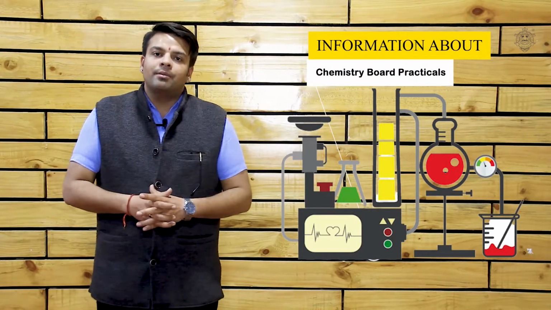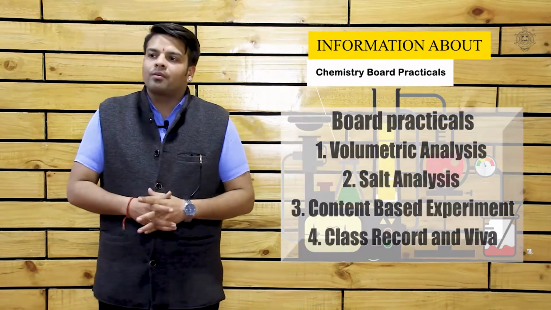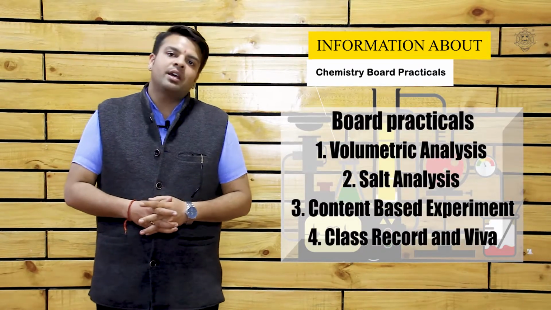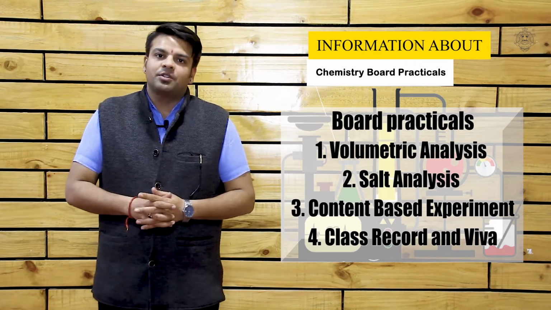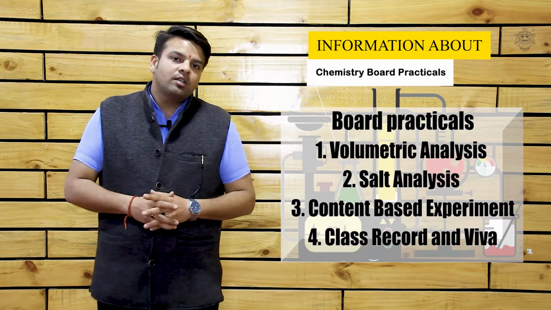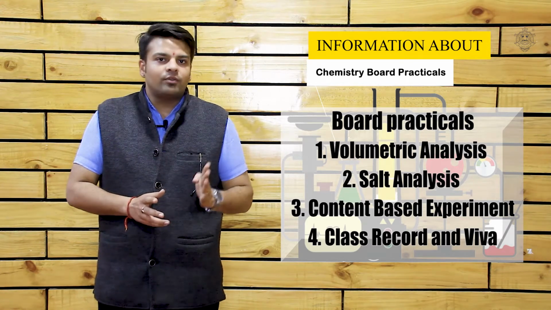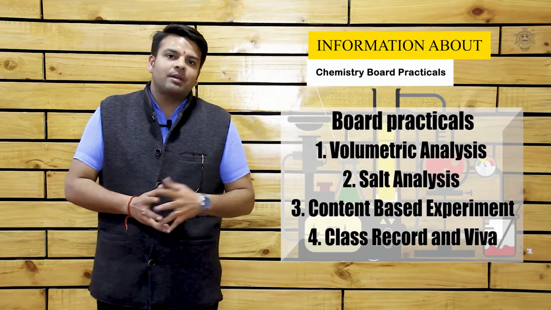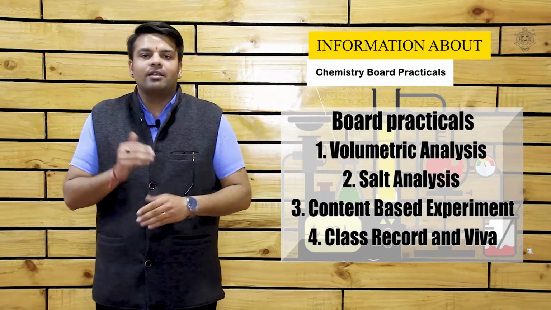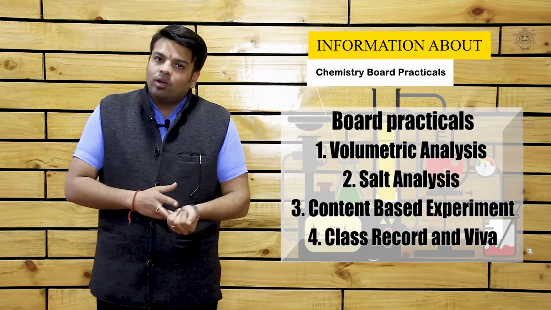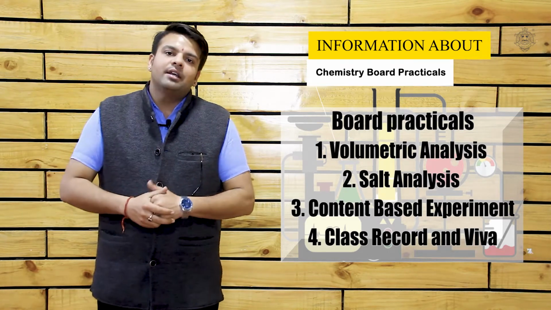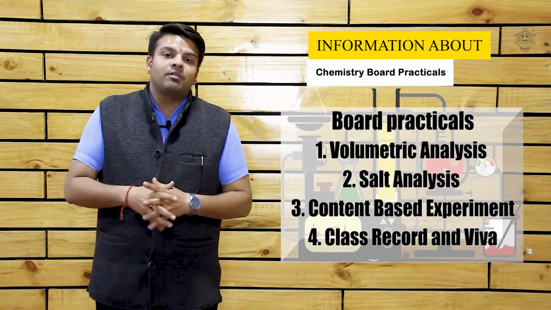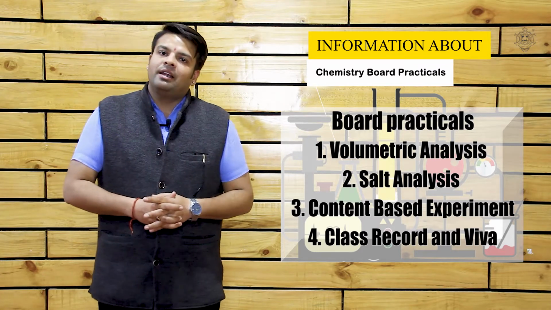So in chemistry there are 4 practicals. 4 questions will be there in your practical examination. The first question will be the volumetric analysis, which will carry 4 marks. The second question will be the salt analysis, which will also carry 4 marks, and then the content based experiment, which will carry 2 marks, and the last and final, your class record and viva, which will carry 5 marks. Like this, there will be a total of 15 marks in your practical examination.